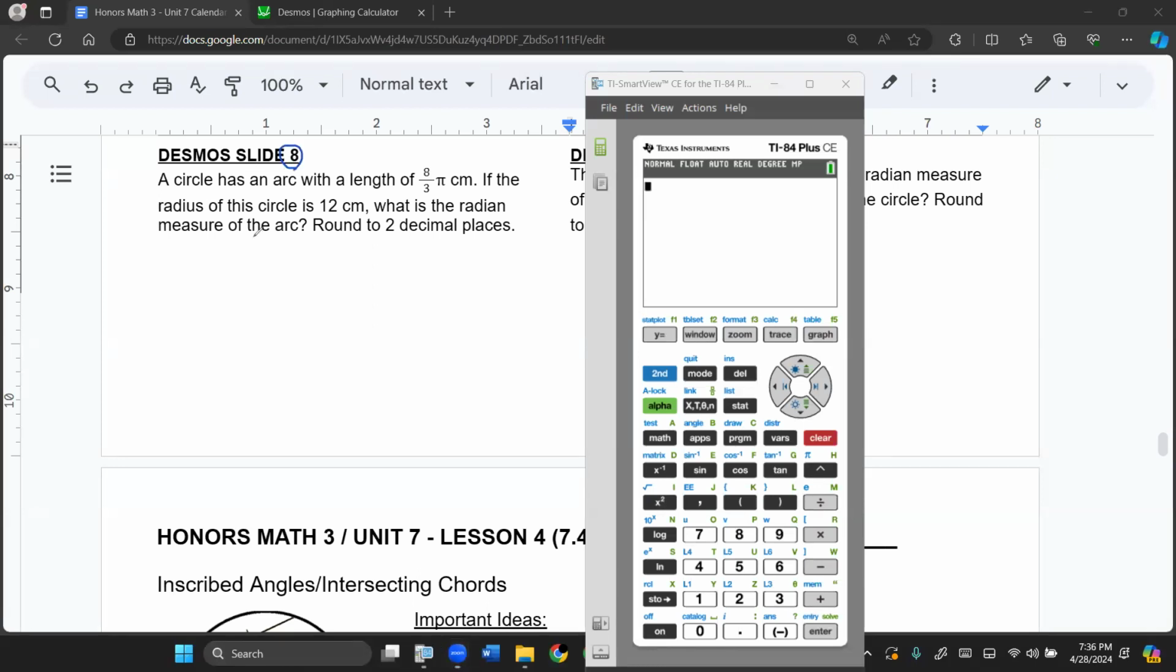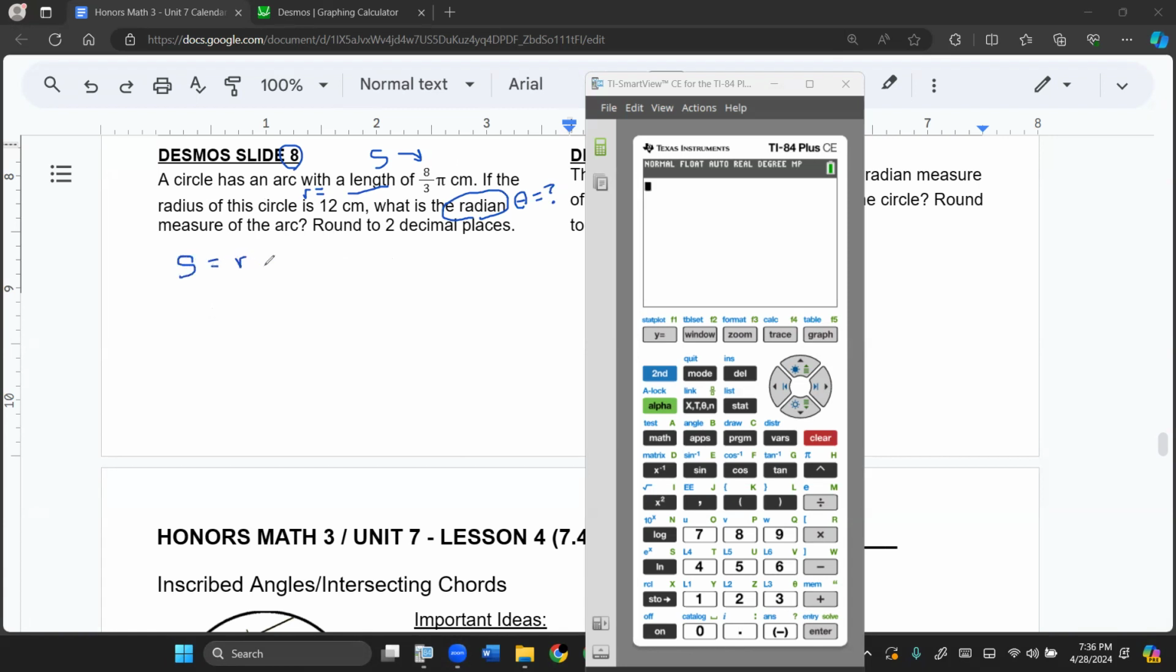Okay, number 8. A circle has an arc length of 8/3 pi. Arc with a length of 8/3 pi, that's S. If the radius of the circle is 12 centimeters, what is the radian measure of the arc? They want to know the radian measure, so that's going to be your theta. We don't know that. So we'll plug it into the formula.